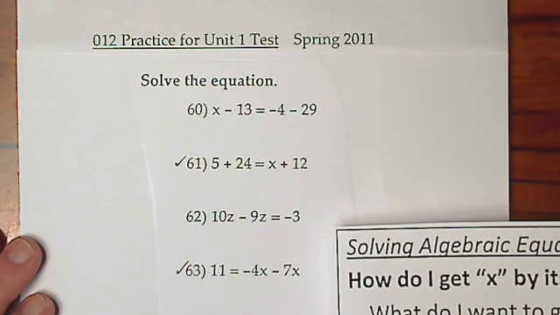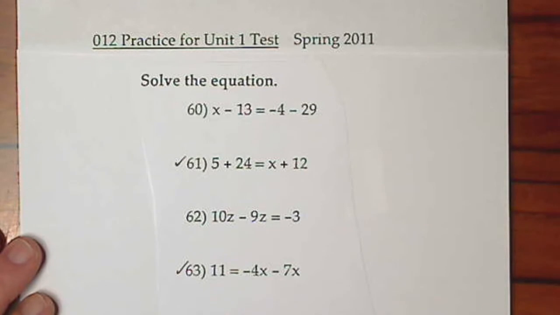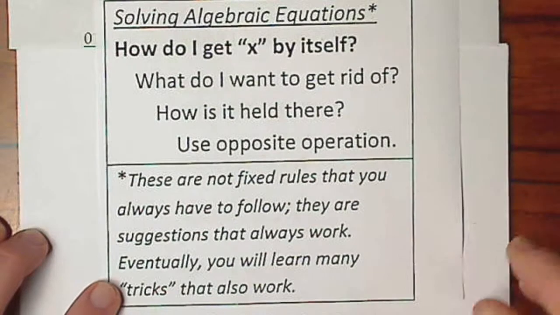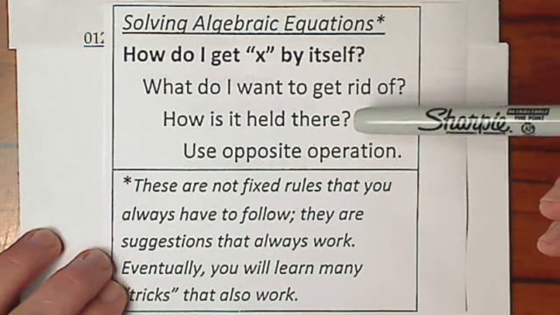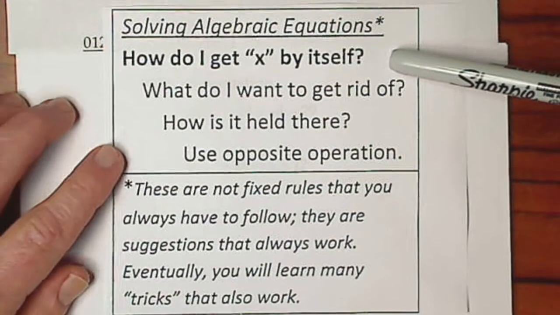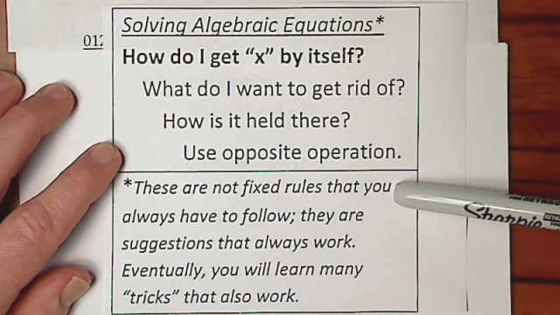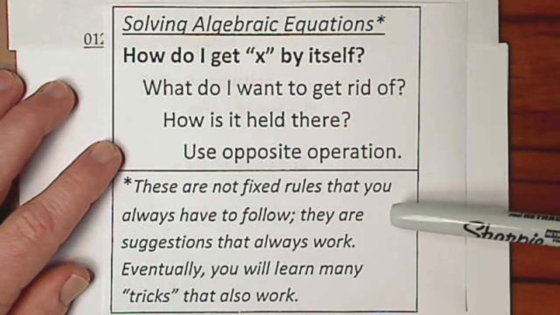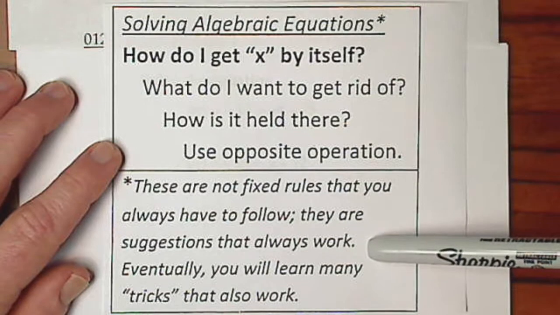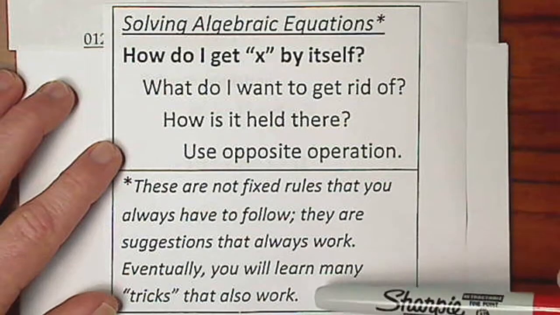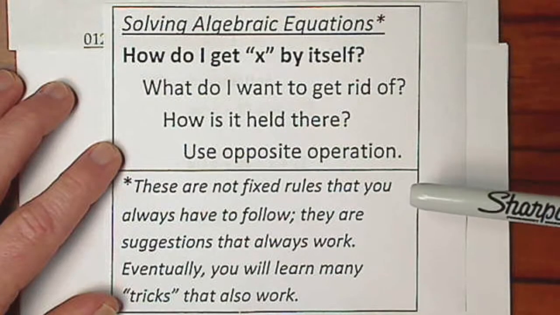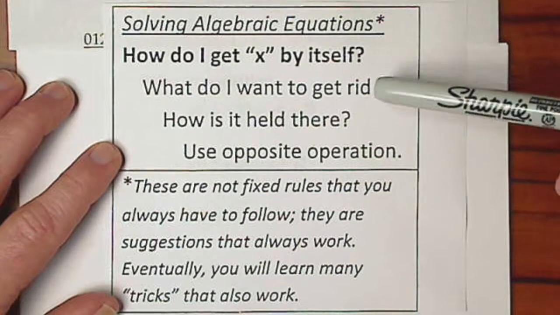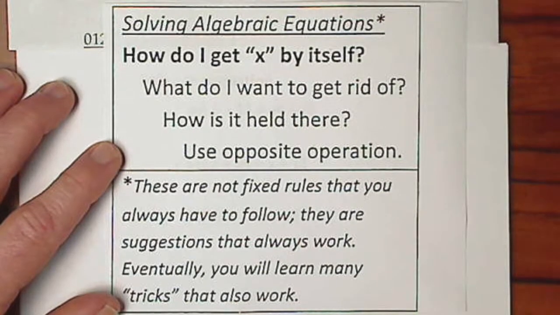Now for solving algebraic equations, I'm going to suggest you keep a few things in mind whenever you approach an algebraic equation. I'll refer to basically these four ideas here, and I want to just get the point across. These are not fixed rules that you always have to follow. These are suggestions. Eventually you're going to learn a lot of tricks that work as well, but to get good at solving algebraic equations, you really should try going down the same path repeatedly until you get very accustomed to it.